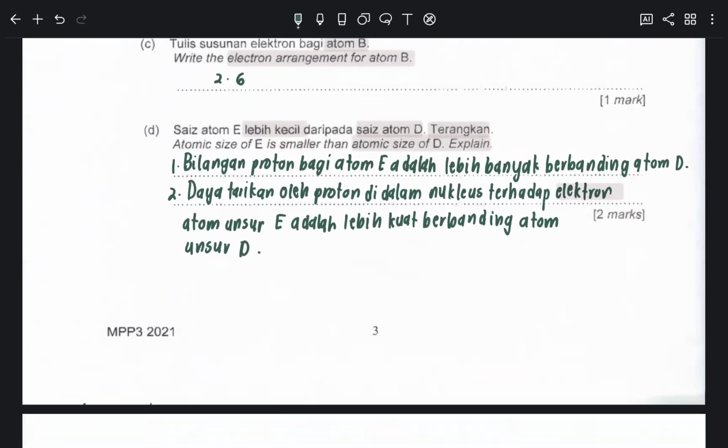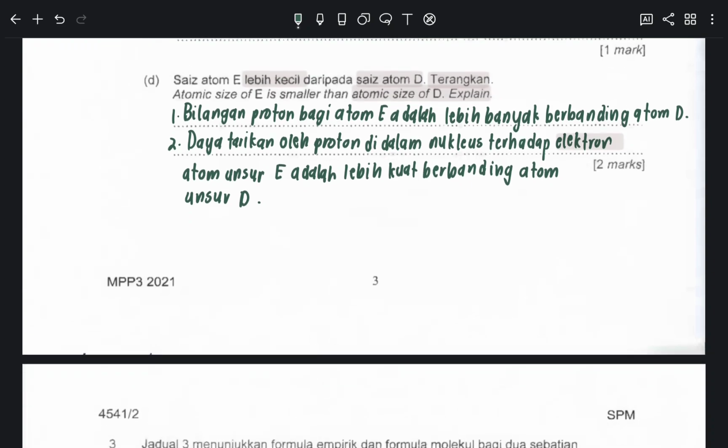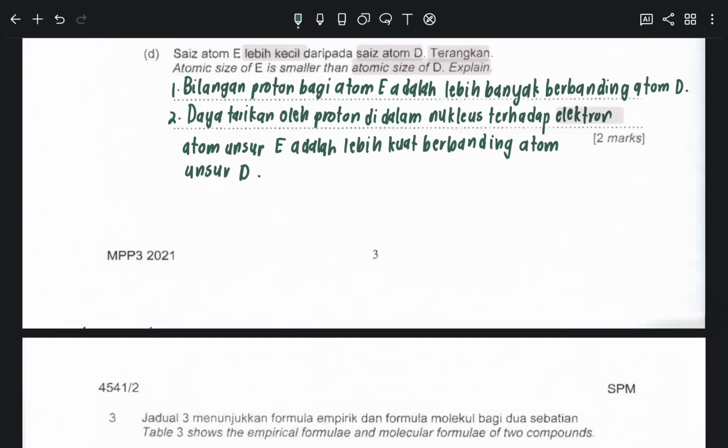So how do you want to write that in English? The attraction force of the nucleus towards the electrons of atom E is stronger than atom D. That's the thing. Okay, that would be nice. Okay, I repeat again. The attraction force of the proton in the nucleus towards the electrons in the shell for atom E is stronger than atom D. I already repeated twice. You follow the last one. Okay, so this is the answer. This is where you get your 2 marks.